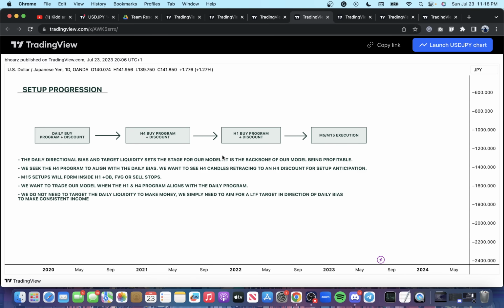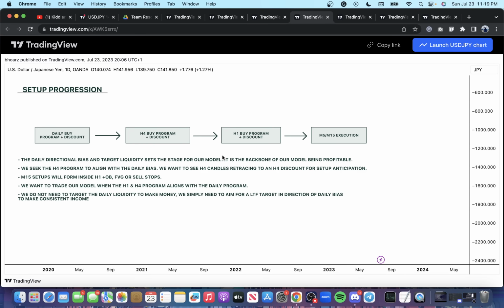And that's how you can frame shift in structure versus runs in liquidity or runs in stops using the daily program or the daily levels. And that's how your daily levels are very key on your intraday charts. We want to trade our model when the 1-hour program and 4-hour program align with the daily program. And we do not need to target daily liquidity to make money. We simply need to aim for a lower time frame target in the direction of our daily buys to make consistent income. Our goal with the model is not sniper entries or Instagram entries or Twitter entries.